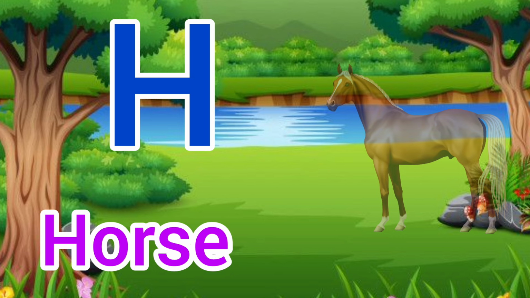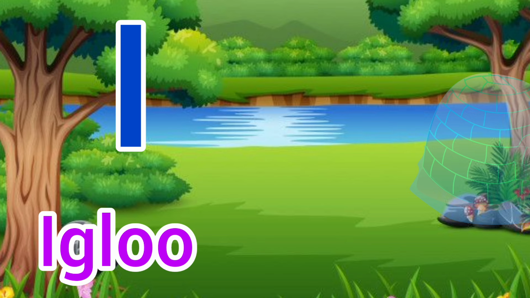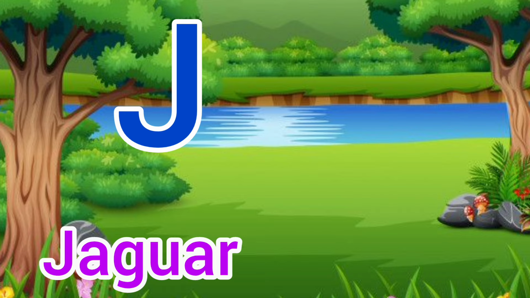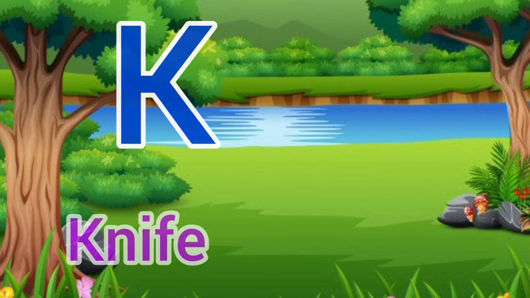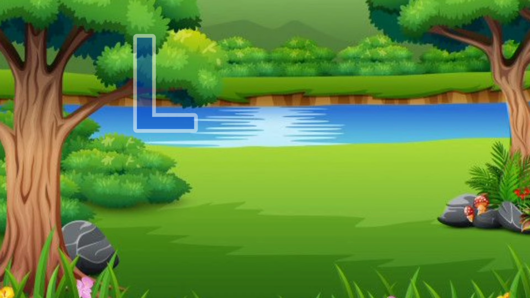I, I for igloo. Igloo means igloo. J, J for jaguar. Jaguar means tendua. K, K for kite. Kite means patang. L, L for leech. Leech means jock.